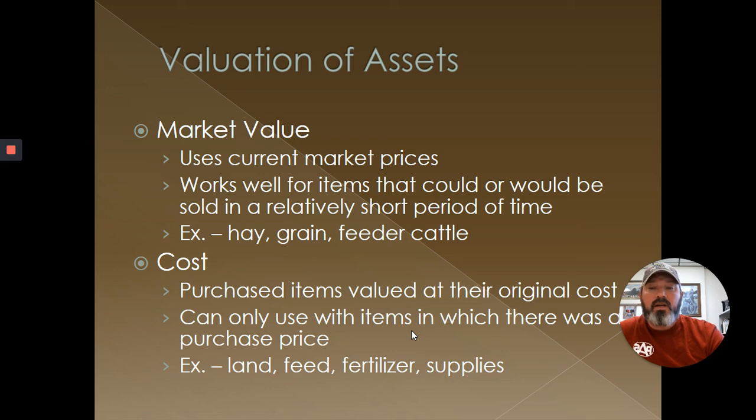That's where you get into market value versus cost value. So market value of an asset, when you put a value on something, is the current market price. For example, if you have grain stored in the bin at current market value, you could sell those things in a relatively short period of time. That's market value. Also, there's cost value. So purchased items at their original cost. For example, land cost you so many dollars per acre to buy. That was the cost at that point in time. Feed, what it cost you at that point in time, and it probably loses value over the time that it's stored.